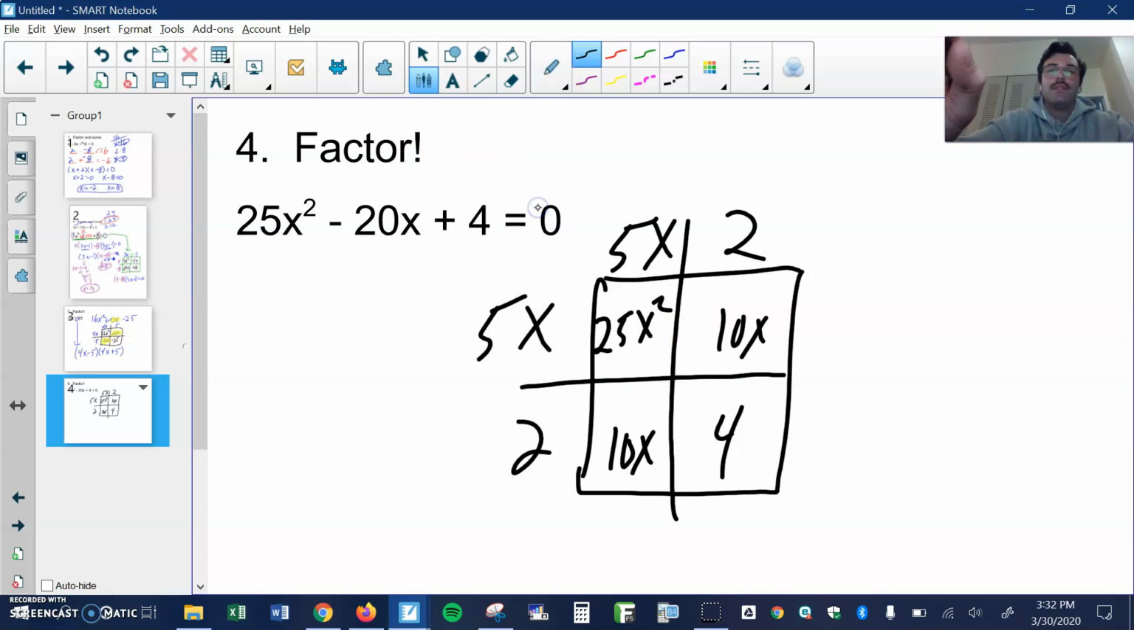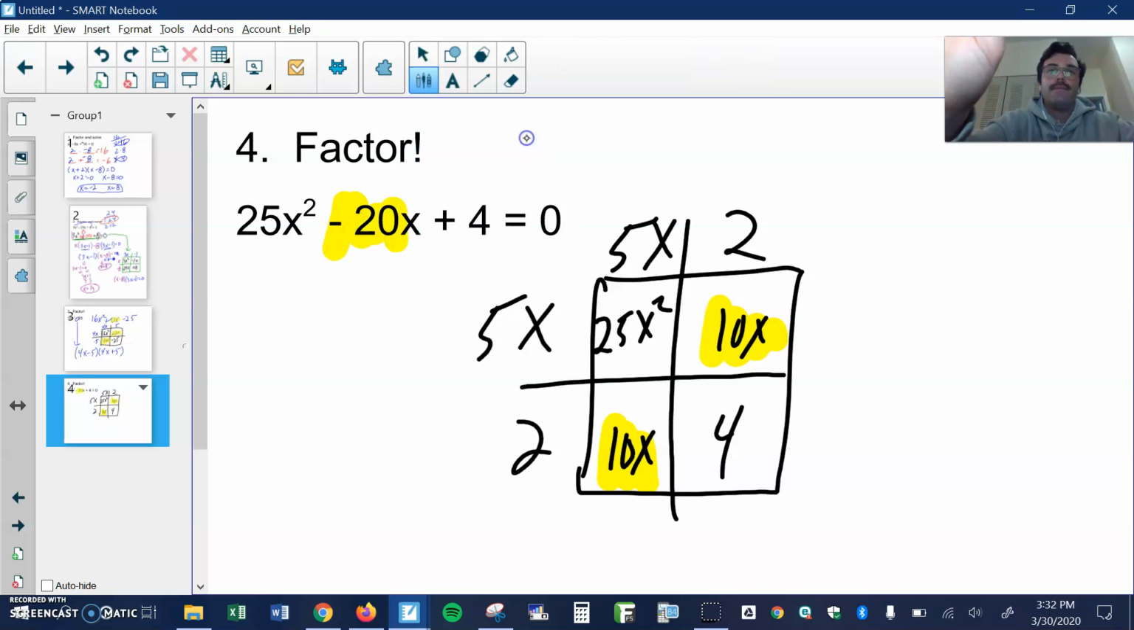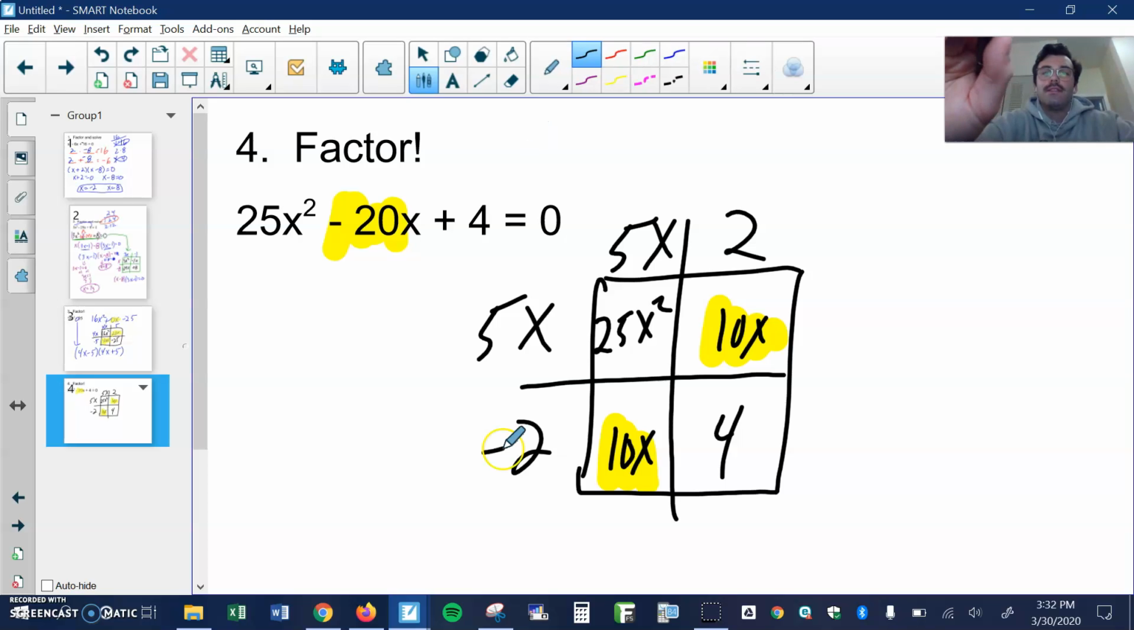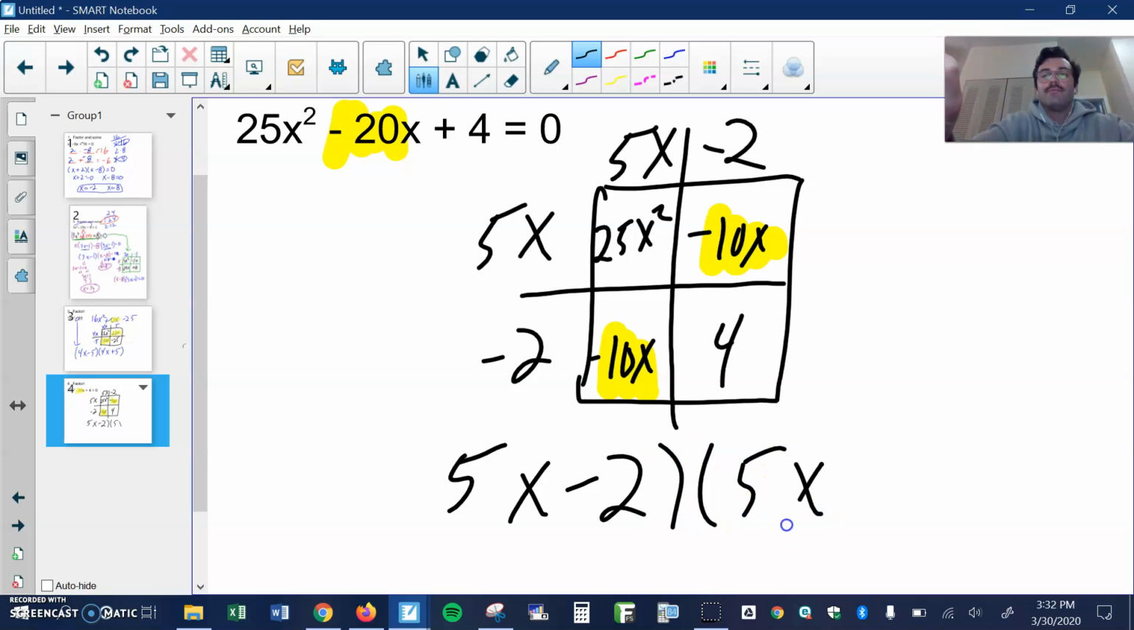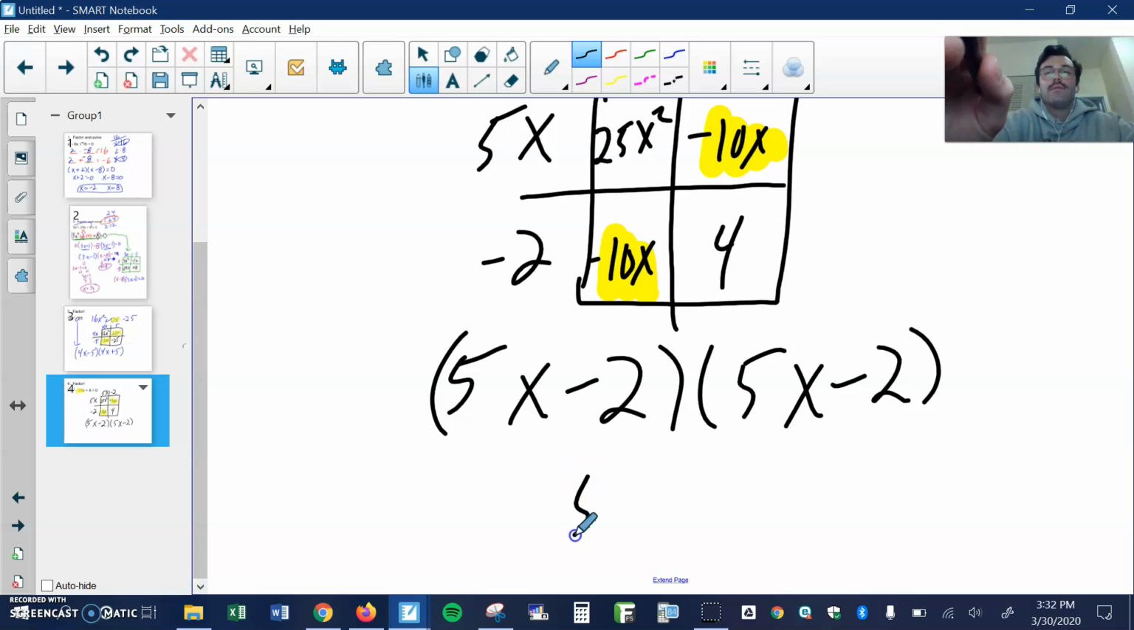to be equal to negative 20. To do that, I need to make these 2's negative, and that'll give me a positive 4 still and a negative 20x. So I have 5x minus 2 times 5x minus 2, which is 5x minus 2 squared.